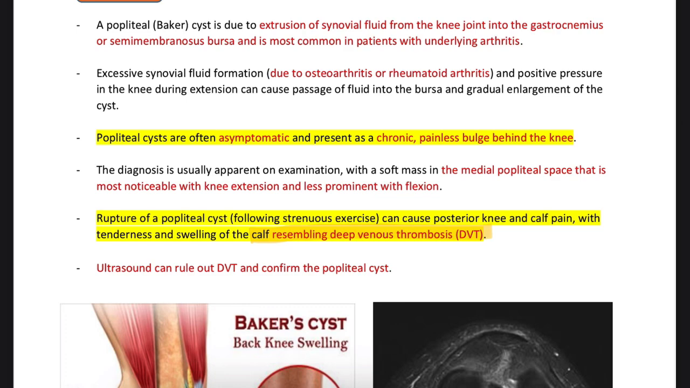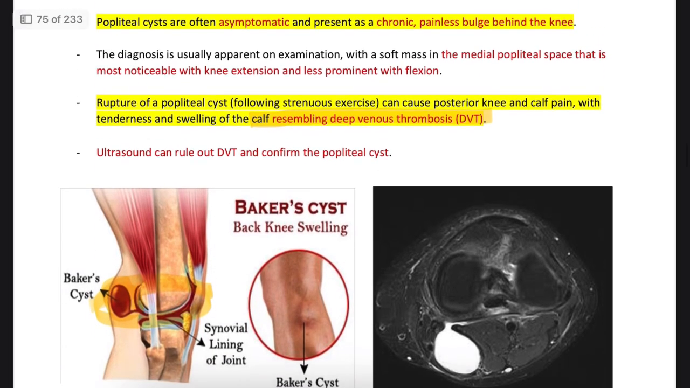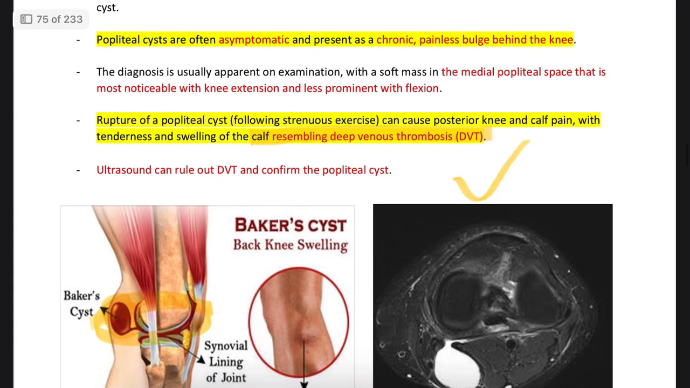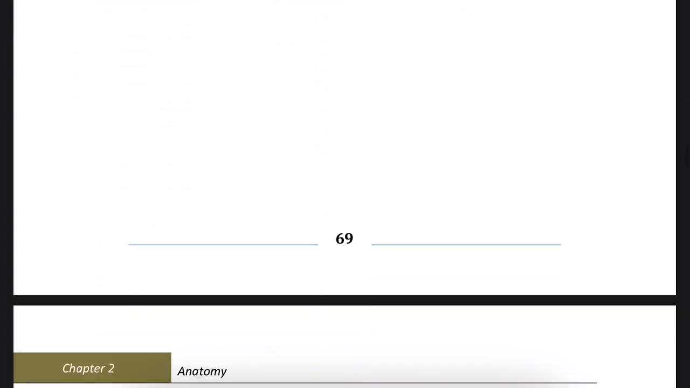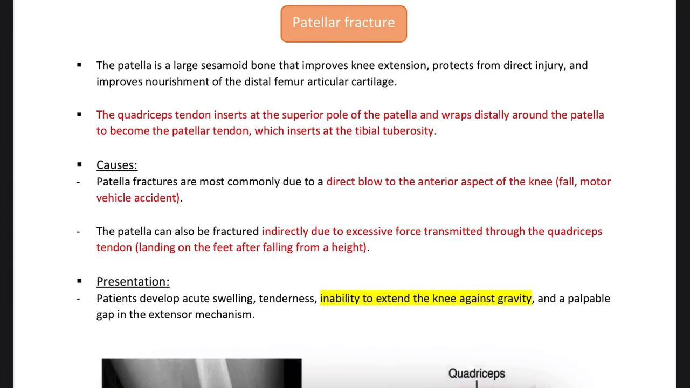For diagnosis we have to do ultrasound. Ultrasound is key: it rules out DVT and confirms the cyst. You can see this image in ultrasound. Next we are going to see the patellar fracture. This is the last thing we have to cover.